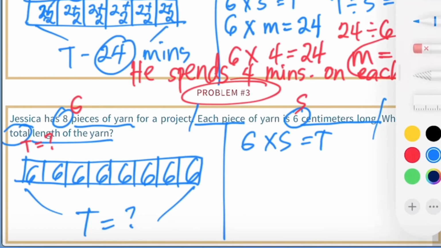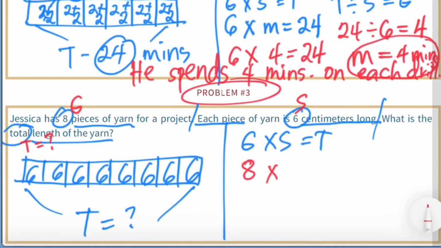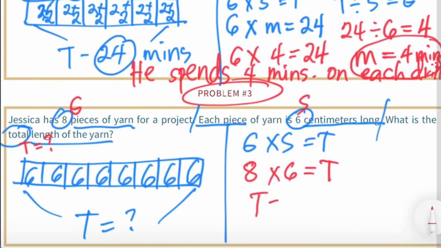Here we go. G is 8. S is 6. And T is unknown. If you skip count by 6, you can get 48. 6, 12, 18, 24, 30, 36, 42, 48. So your T is 48. 48, what's your unit? It's 48 centimeters long.